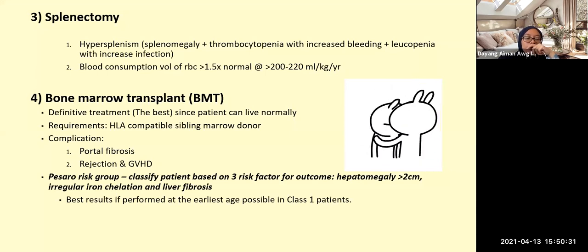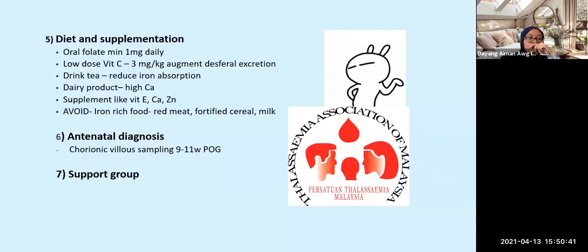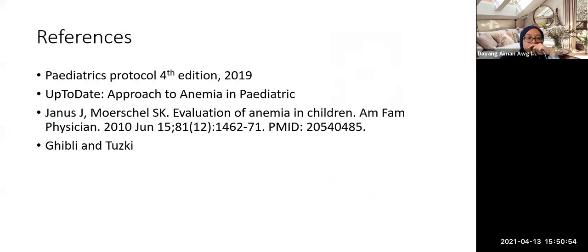And then we need to assess them using the Pesaro risk group. And then, of course, we need to maintain their diet. We need to add supplements, including vitamin E, calcium, and zinc. And we need to ask them to not take any iron-rich food. So that's all for me. Thank you. Any questions?